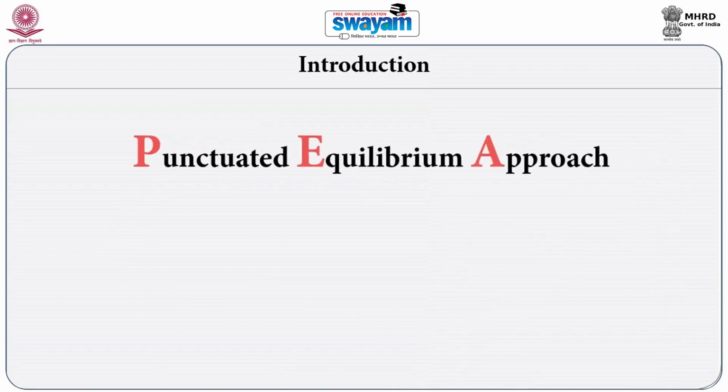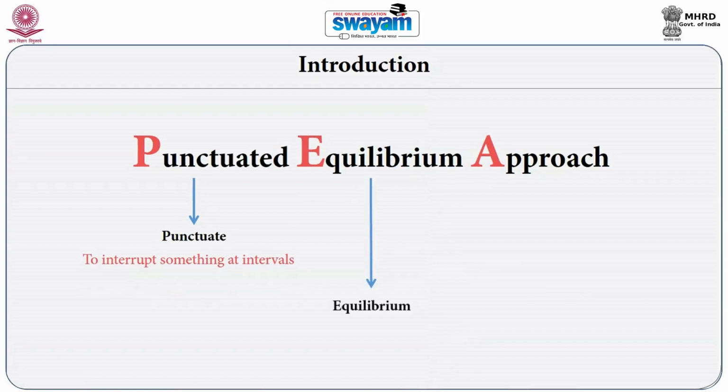In the punctuated equilibrium approach, punctuate means to interrupt something at intervals. Secondly, equilibrium is a state of balance. In natural sciences, this equilibrium is also known as stasis. Stasis is a period where there is no development as such.